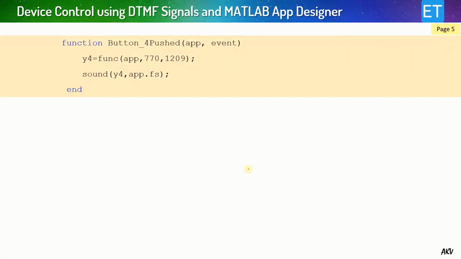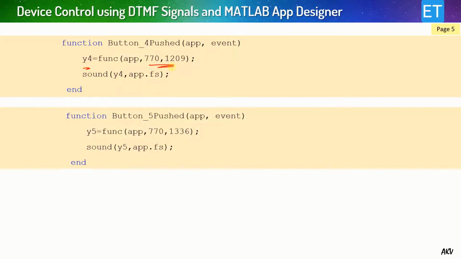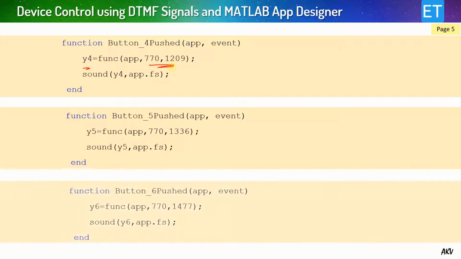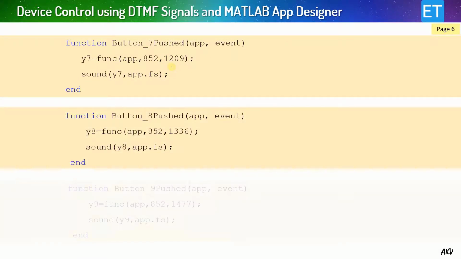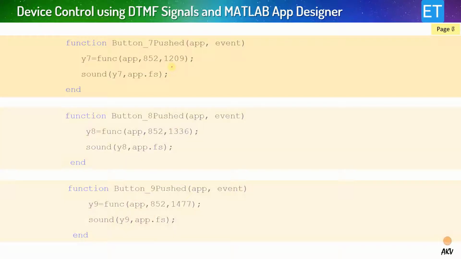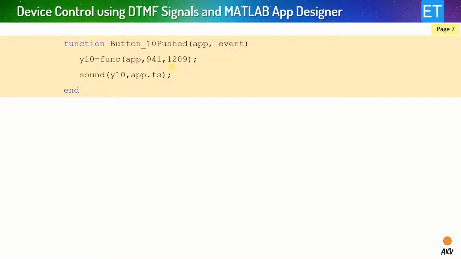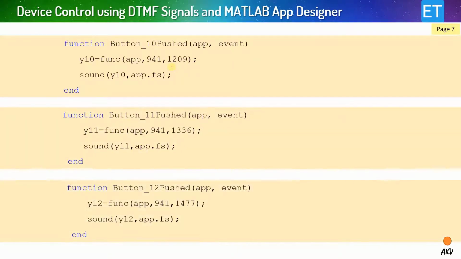This is for 4, just repetition. For each button press, we are passing a different pair, which is already shown in the starting slides. This is for button press 5. This is for button press 6. And this is for button press 7, for 8, for 9. This is for button 10. This is for button 11. This is for button 12. Okay, so all 12 buttons are covered here.